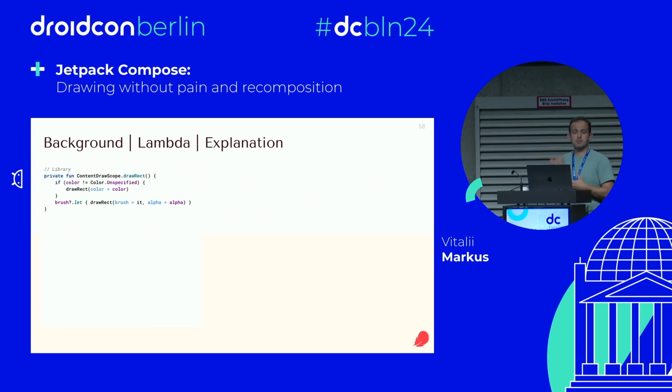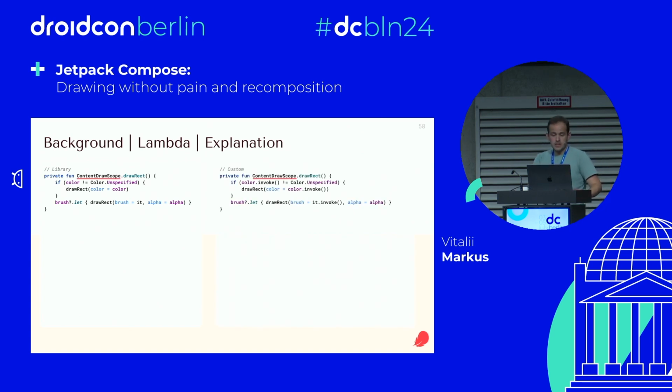But again, the most important thing is knowing at which stage we draw a background. And in our case, it's a rectangle. We draw it during the drawing phase, and draw scope confirms it. On the right, we read color from a lambda with the invoke method in the drawing phase. And it means that we again moved reading our background color from the composition to the drawing phase, thereby eliminating excessive recompositions. And we can achieve the same result with another background modifier that accepts lambda, that accepts state.